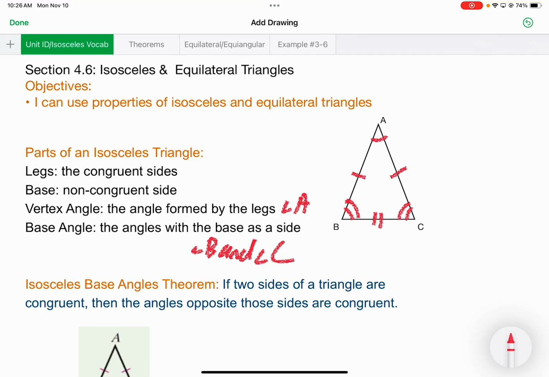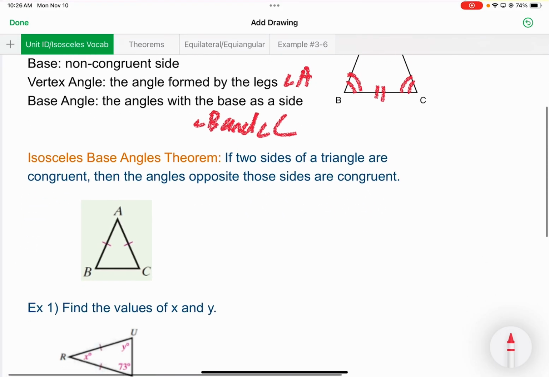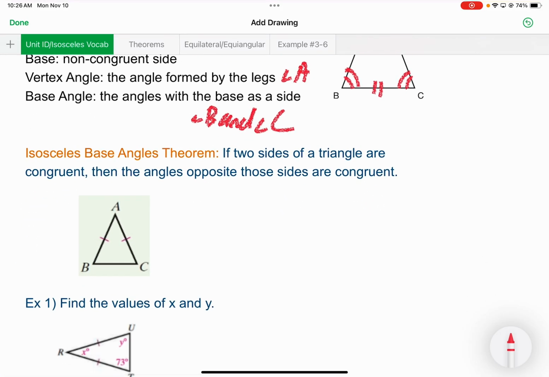All right. So our first theorem says the following. In an isosceles triangle, you know you have two sides congruent. It turns out that you also have the base angles congruent as well. So if two sides of a triangle are congruent to each other, then the angles opposite those sides are also congruent. So it is our base angles theorem, okay?